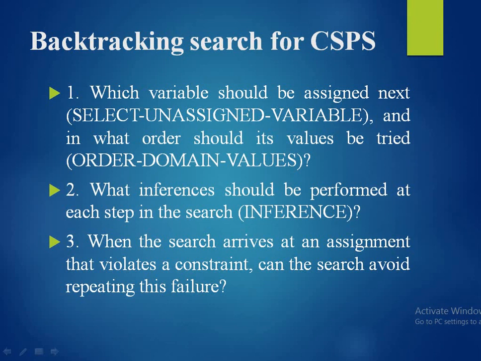So what are those questions here? Which variable should be assigned next? That is, select unassigned variable, and in what order should its values be tried? It is order domain values. The next question is, what inferences should be performed at each step in the search? And the next is, when the search arrives at an assignment that violates a constraint, can the search avoid repeating this failure?